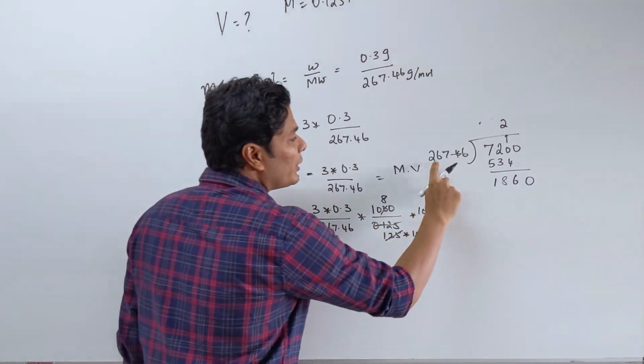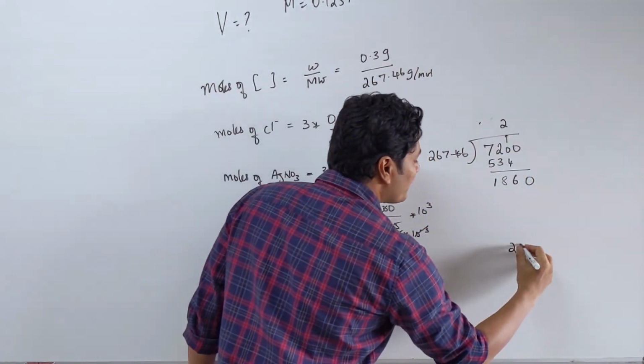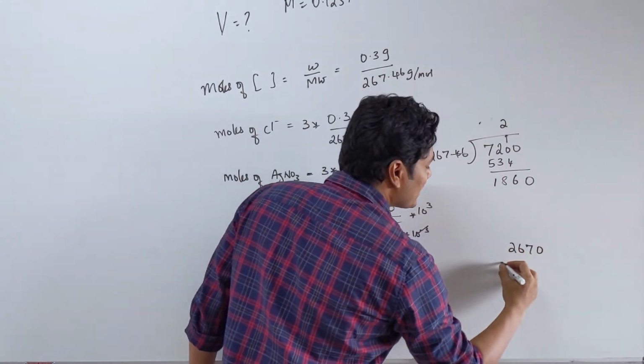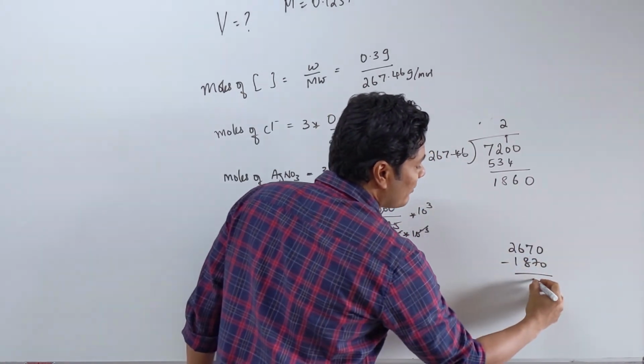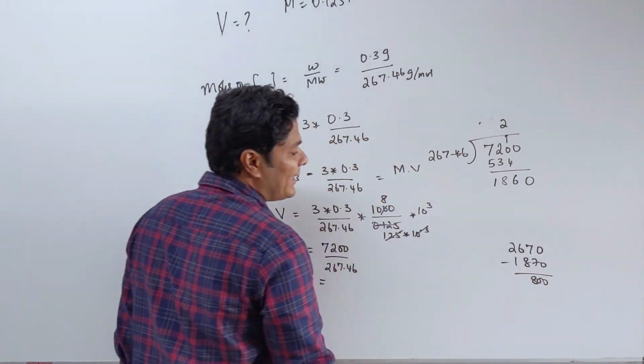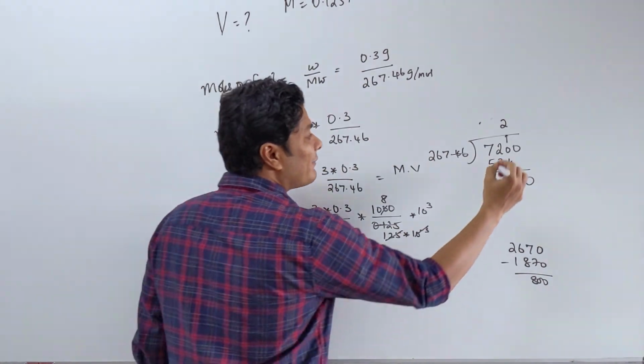Right? What is the next number I want to put there? What you can do is, a shortcut I use is, if 10 times of that is 2670 minus 18 roughly 70. Correct? I have about 800. It will go in it 3 times. So roughly I can put it as 7 times.